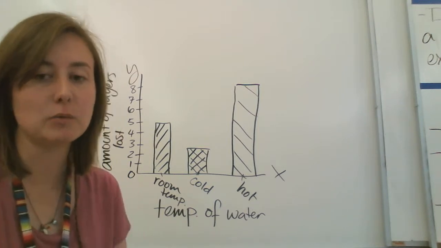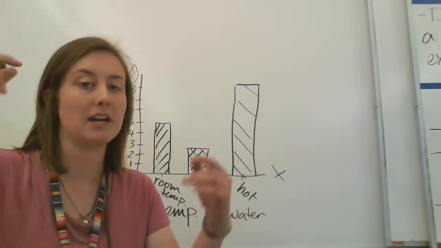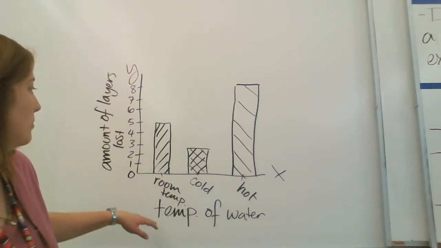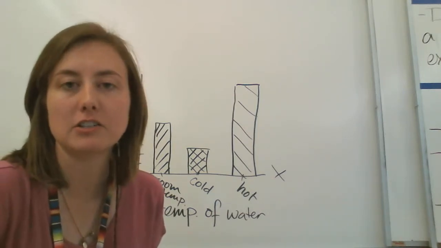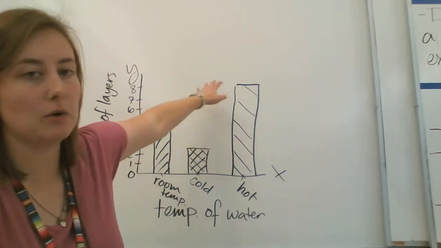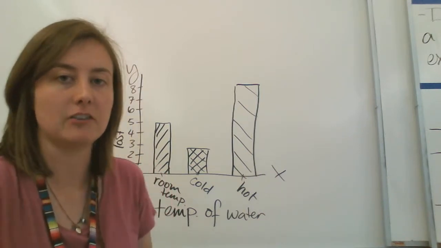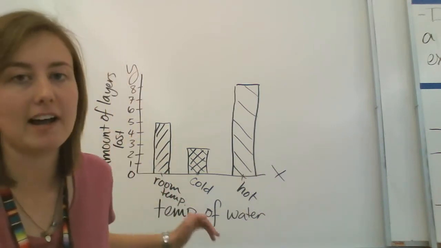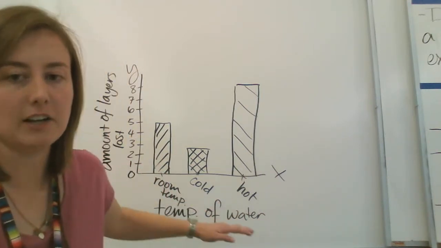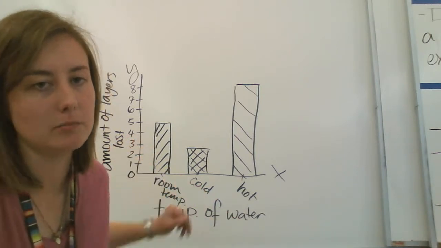So for the title, we try and include the x and the y-axis titles both in our main title, okay? So we might put something like amount of layers lost versus temperature of water. I'm not going to write that whole thing because I don't want you to have to watch me write forever, but that would be a good main title, including the x and the y axes in the main title. So like I said, amount of layers lost versus temperature of water would be a good main title for this.